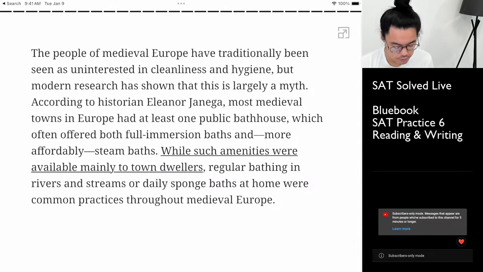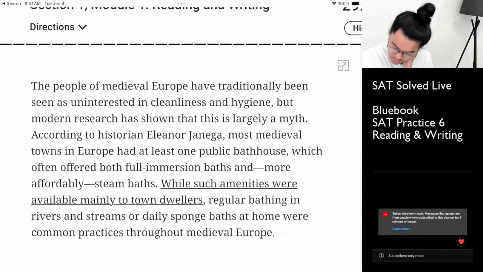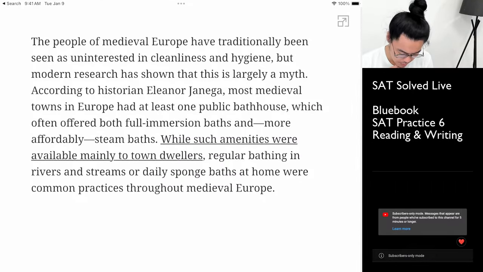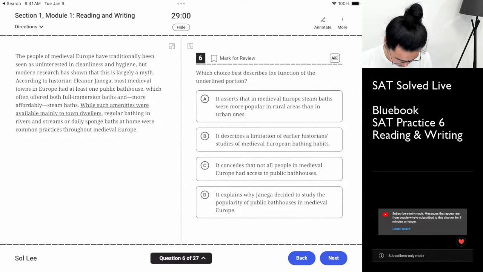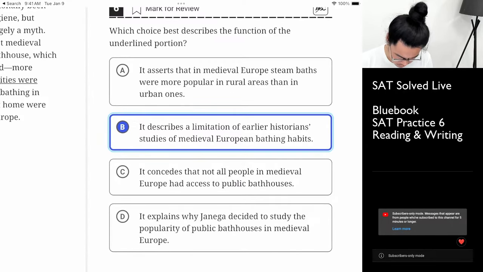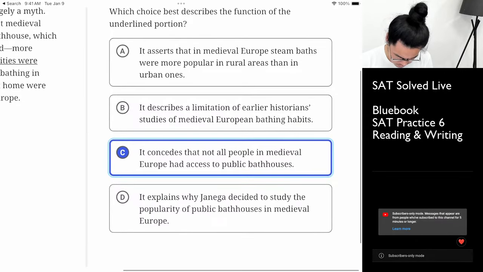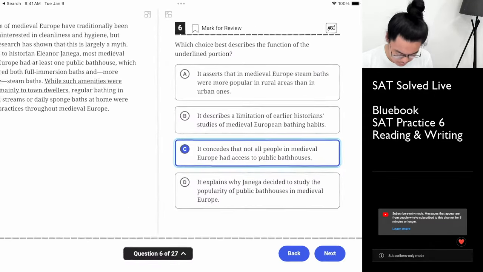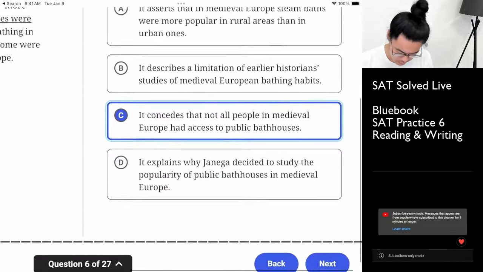Let's see, I'm at People of Medieval Europe. I've spent 2.5 minutes. Traditionally seen as uninterested in cleanliness and hygiene, but modern research has shown this is largely a myth. They do care about cleanliness. Most towns had a bathhouse. While such amenities were available mainly to town dwellers, rivers and streams. Oh, so town dwellers versus agricultural farm people. So that's a concession. Nope, not the studies. No, that's not the right concession. Wait. Oh, yeah. This is the right concession because public bathhouses. Yeah. Okay, that is correct.